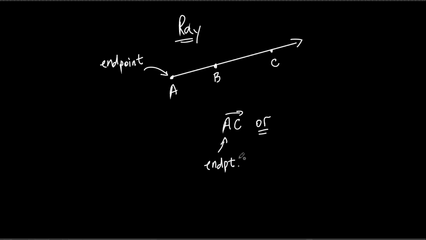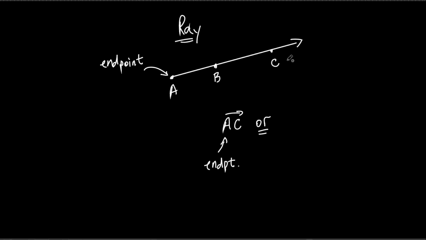I'll just shorten it, okay? So the first letter has to be the endpoint. So ray AC and ray CA would be two different rays, wouldn't it? Okay, ray CA would start here at C and keep on going forever in that direction. But ray AC starts here and it keeps on going in that direction through point C.